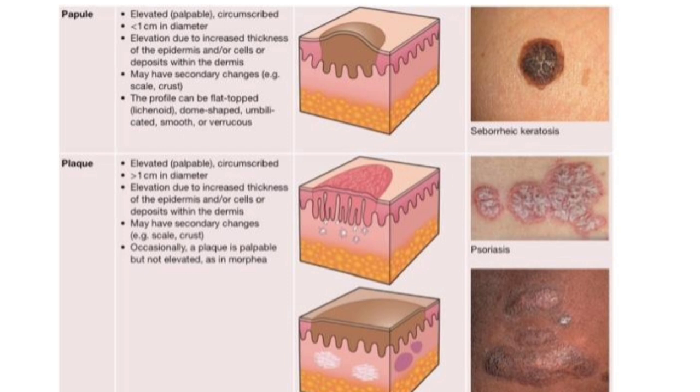Plaque is an elevated lesion which is more than 1 cm in diameter. And here also elevation may be due to increased thickness of epidermis or cells or deposits within the dermis, and it may also have secondary changes. Occasionally, a plaque may be palpable, but it is not elevated, for example, in morphea.